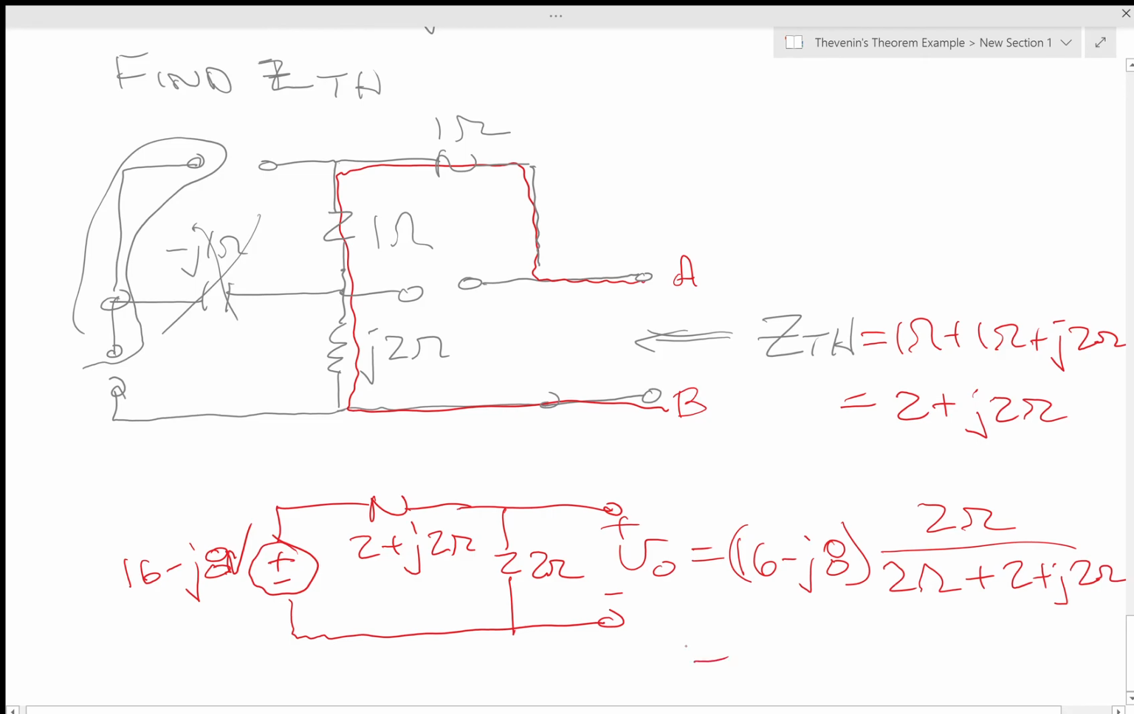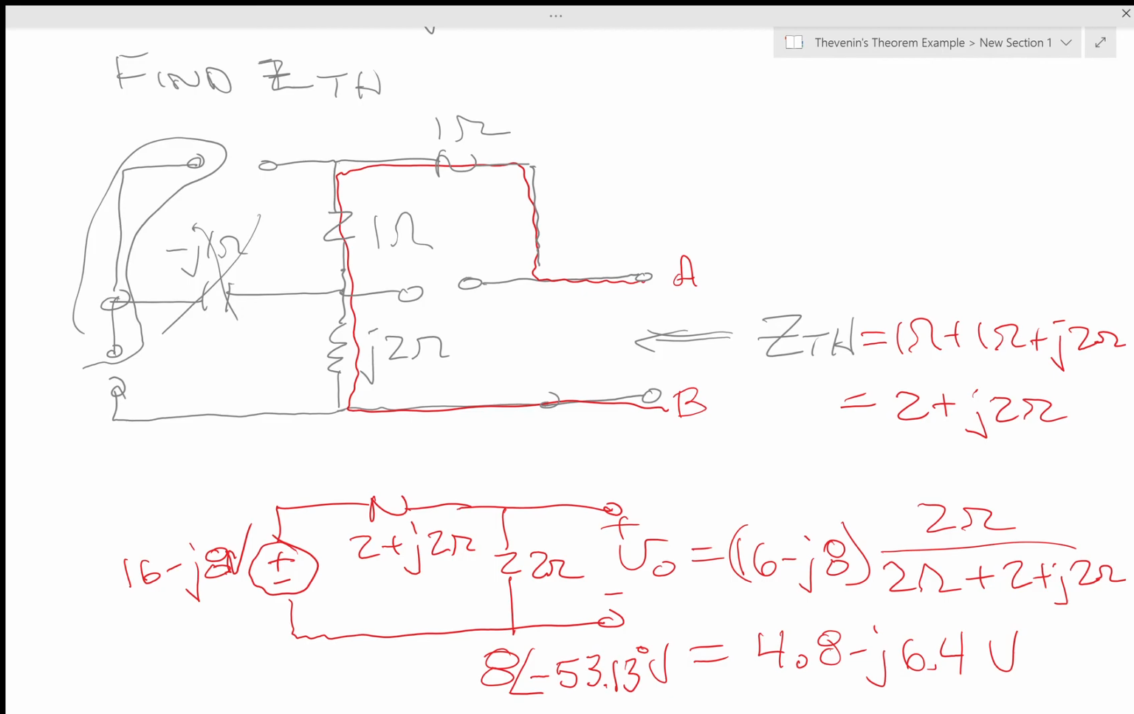And I get this to be something along the lines of, what, 4.6 minus J8.2, if I'm not mistaken. Yes. I get 4.8 minus J6.4 volts. Or if you prefer the polar format, that's going to be 8 at an angle of minus 53.13 degree volts. Thevenin's theorem, Thevenin example.